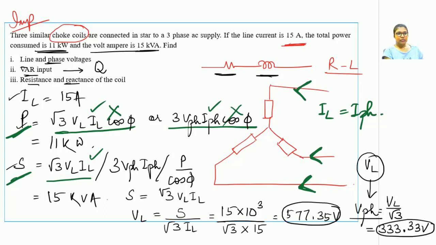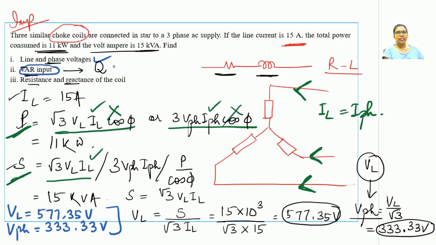333.33 volts. So I am writing the obtained values over here. We obtained the value of VL, which is 577.35 volts, and V phase came out to be 333.33 volts. So the first bit is solved and we have obtained both the values. Now the second question asks us about the VAR input.